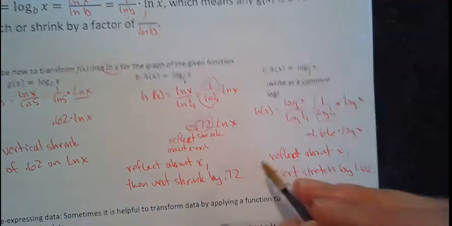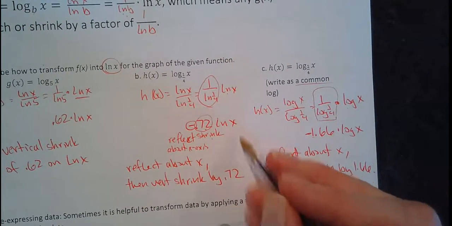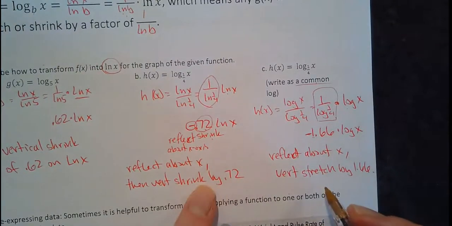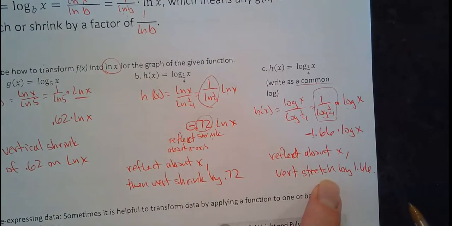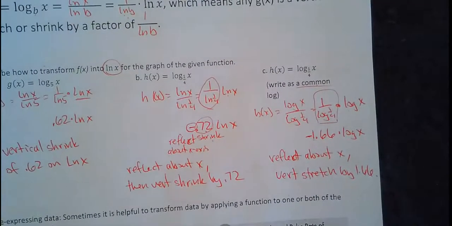and that kind of makes sense because a natural log and a log are both going to be going up and to the right. This one's going to be going down and to the right, I guess down to the right a little bit like that. But this one, shrink it by 0.72, but that one, stretch it by 1.66. You'll end up in the same spot. They'll both have the exact same graph when you do it.